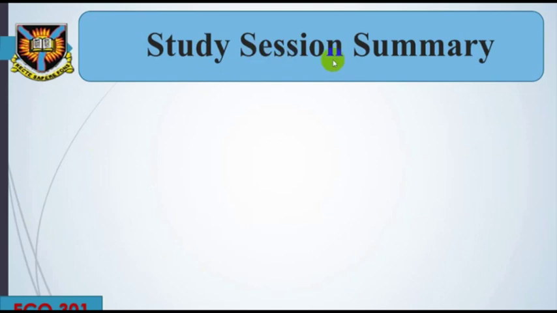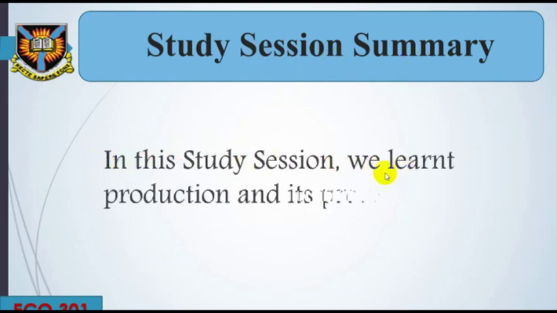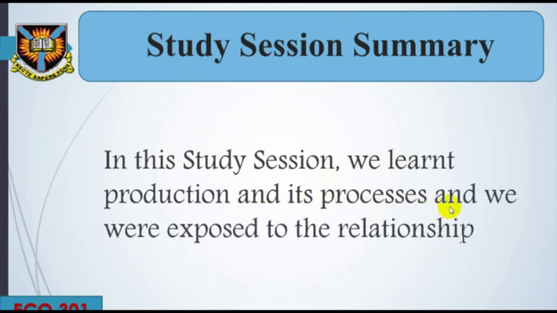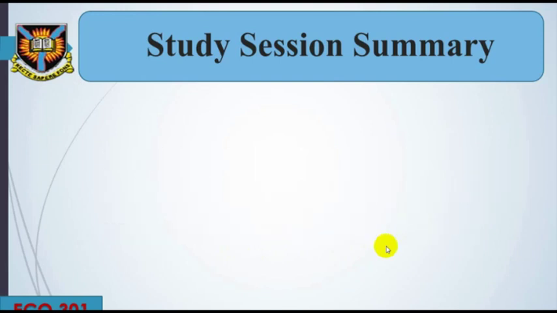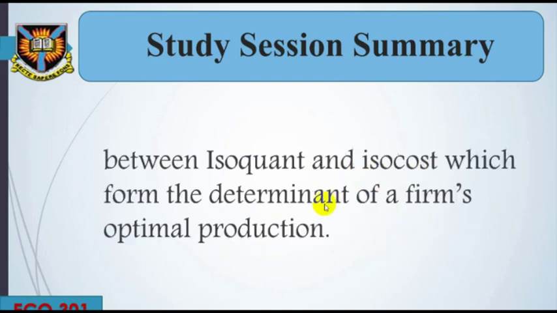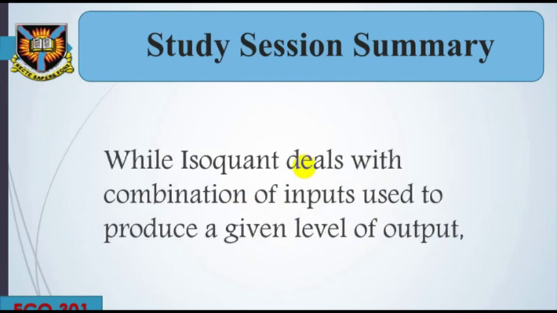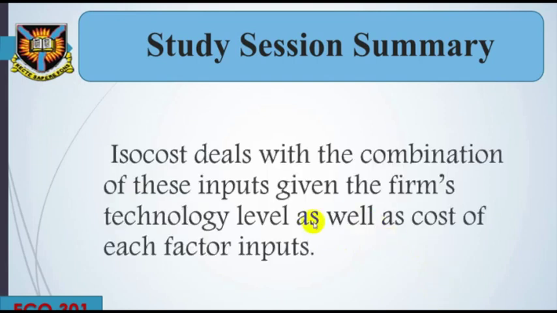Study section summary. In this study section, you learned about production and its processes. Also, you were exposed to the relationship between isoquant and isocost, which form the determinants of a firm's optimal production. While isoquant deals with combinations of inputs used to produce a given level of output, isocost deals with the combination of these inputs given the firm's technology level as well as the cost of each factor input.